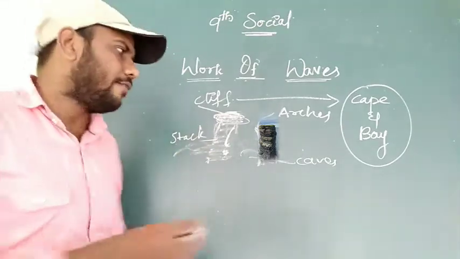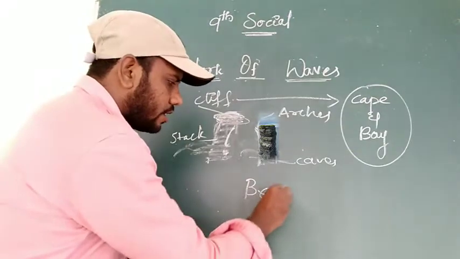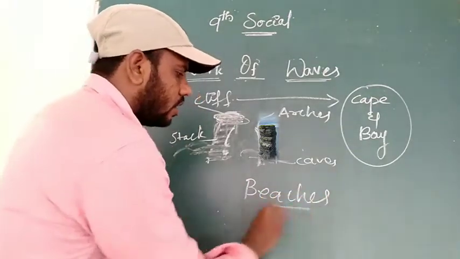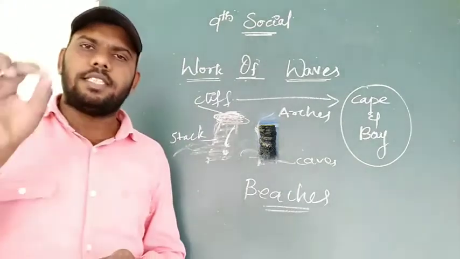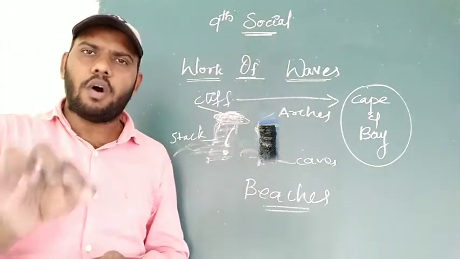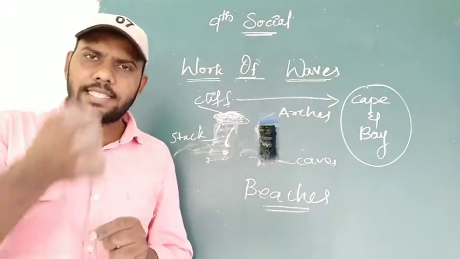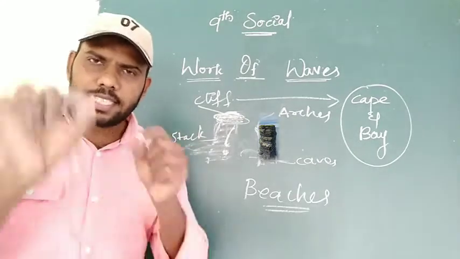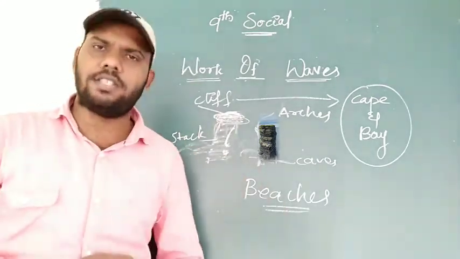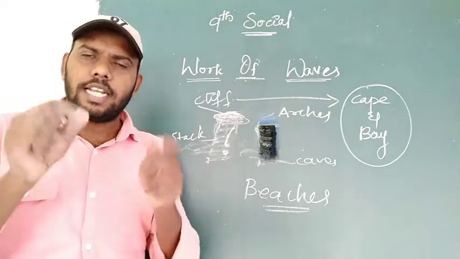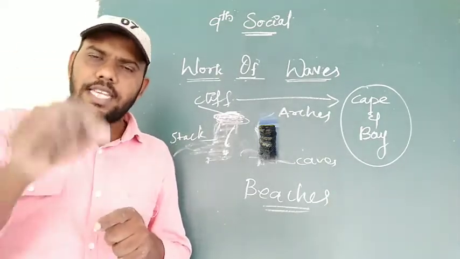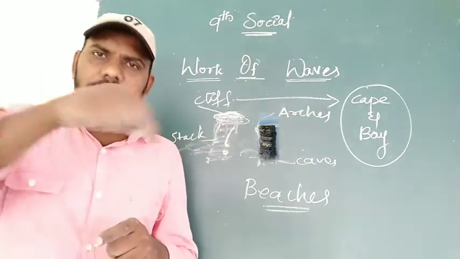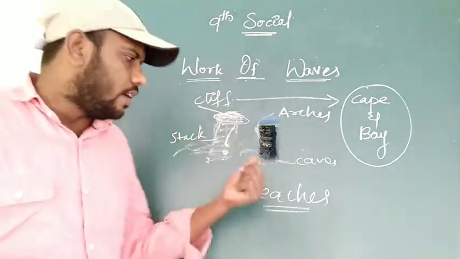That landform we call a beach. Remember beaches. What is meant by beaches: the deposition of sediments by the sea waves along the seashore is called beaches. I repeat once more, the deposition of sediments by sea waves along the seashore is called beaches.